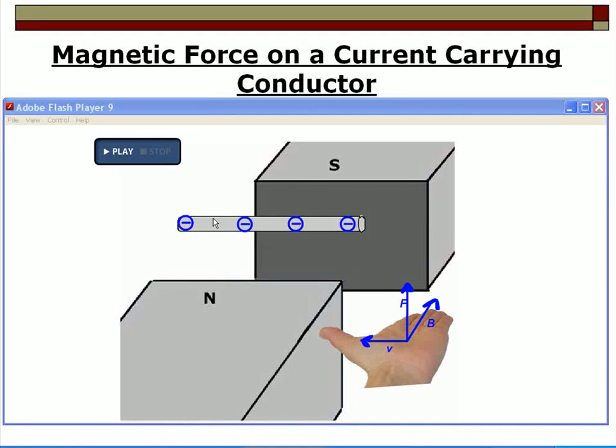So let's look at one example of the magnetic force on a current carrying conductor. I'm going to turn this animation on and try to explain what's going on here. When you watch the electron flow in one direction, you will see that the magnetic field stays constant throughout this entire demonstration, but I'm going to change the direction of the current and you'll see what happens to the force.